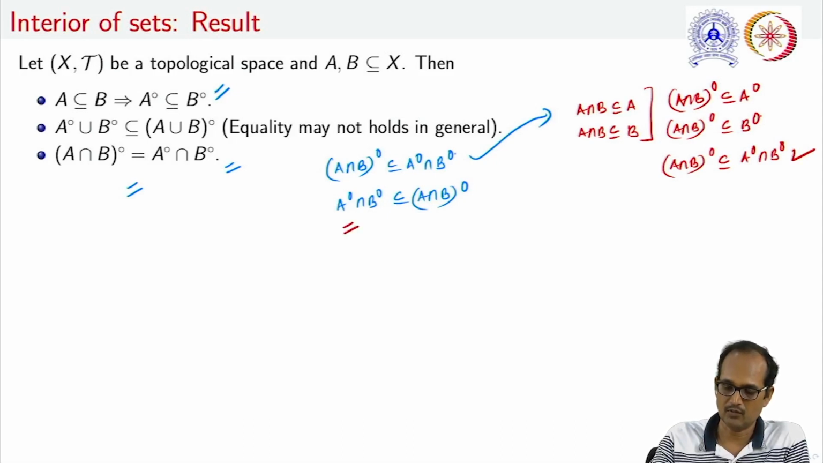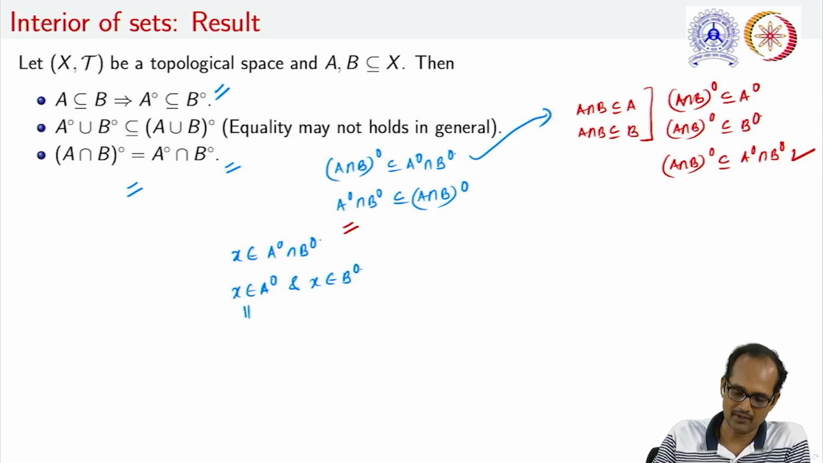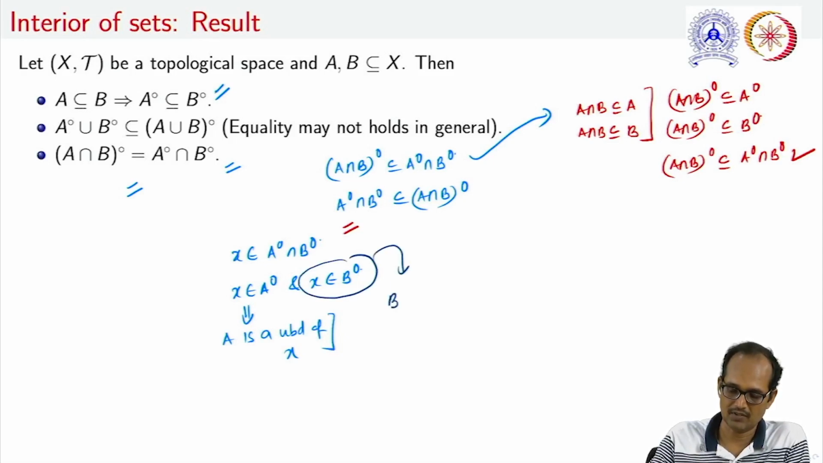Coming to the second one, if we take an element X in A interior intersection B interior, then X belongs to A interior and X is also an element of B interior. Using the concept of neighborhoods, from here we can say that A is a neighborhood of X. Similarly, using the same concept, we can deduce that B is a neighborhood of X.